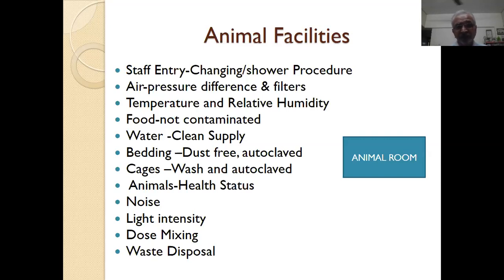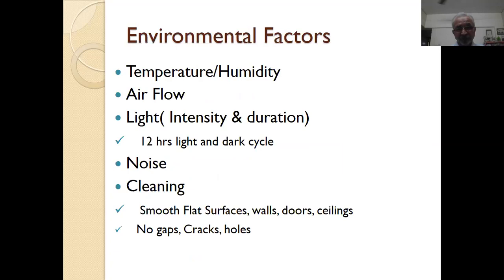Water should be clean. Bedding should be dust free and autoclaved. Cages should be washed and autoclaved. Animal health status should be maintained. Noise has to be controlled. As I told you, it should be less than 60 decibels in your facility. You must measure that, and light intensity should be measured. Dose mixing, as I told you, should be separate, and waste disposal is very, very important.